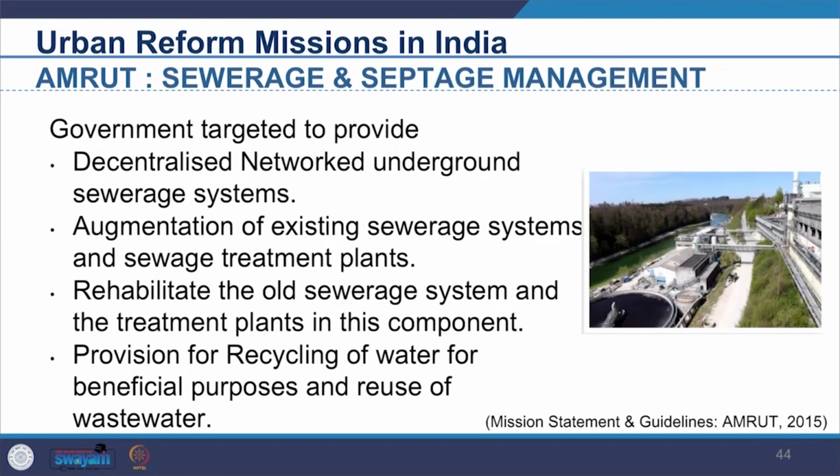The next component of the mission we see is the sewerage and septage management. In this component, the government targeted to provide decentralized networked underground sewerage systems, including augmentation of existing sewerage systems and sewerage treatment plants. Further, the government targeted to rehabilitate the old sewerage system and the treatment plants in this component. Moreover, the government also made provision for recycling of water for beneficial purpose and reuse of waste water.